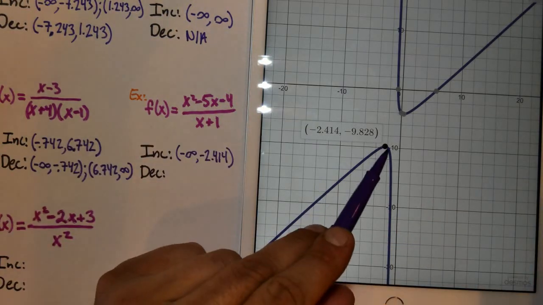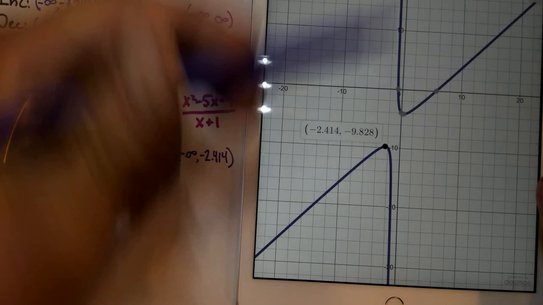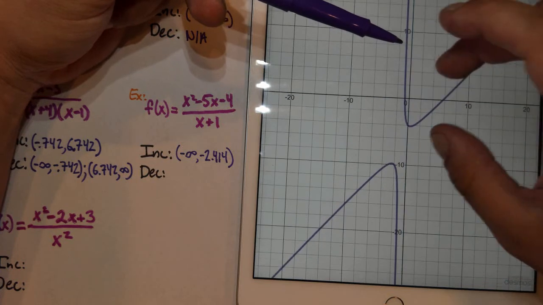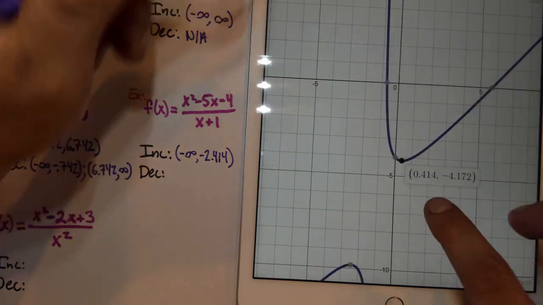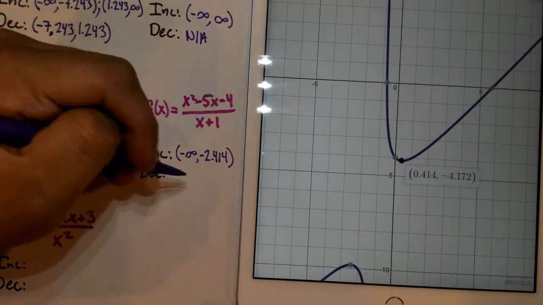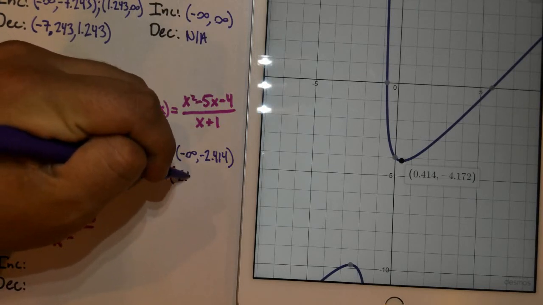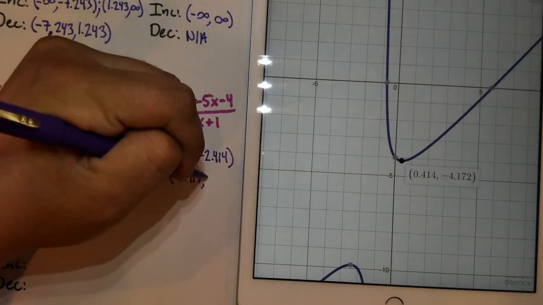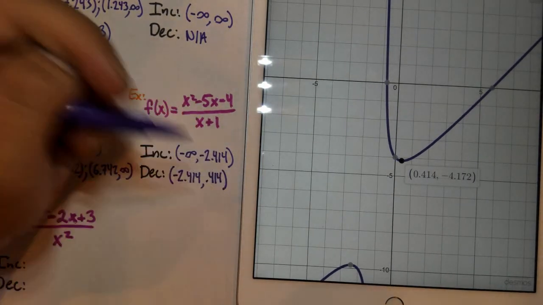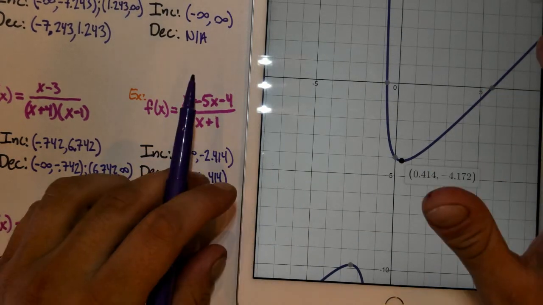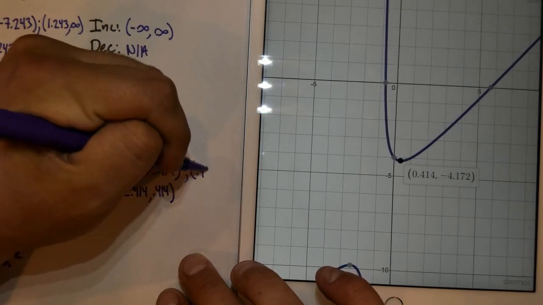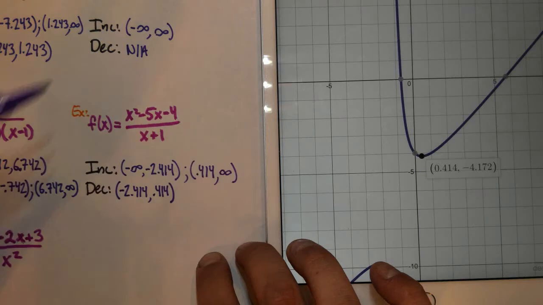And then it begins decreasing from negative 2.414. And even though it jumps, it's still decreasing, right? Until we get to this spot right here at 0.414. So it decreases from negative 2.414 to 0.414. And then from that point, it starts increasing, as we can tell. So it increases from 0.414 all the way to infinity.